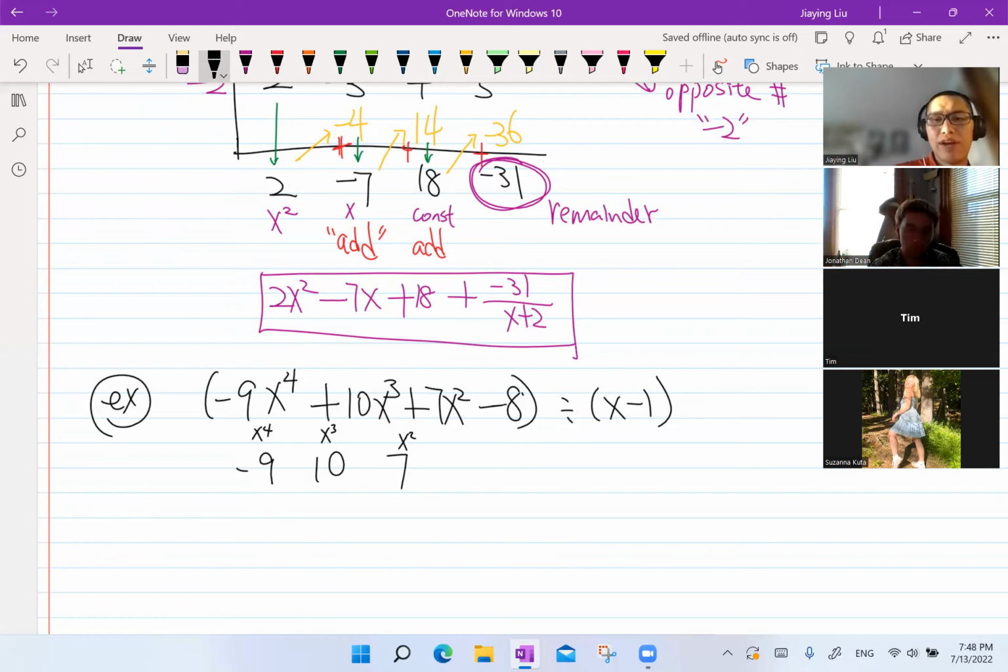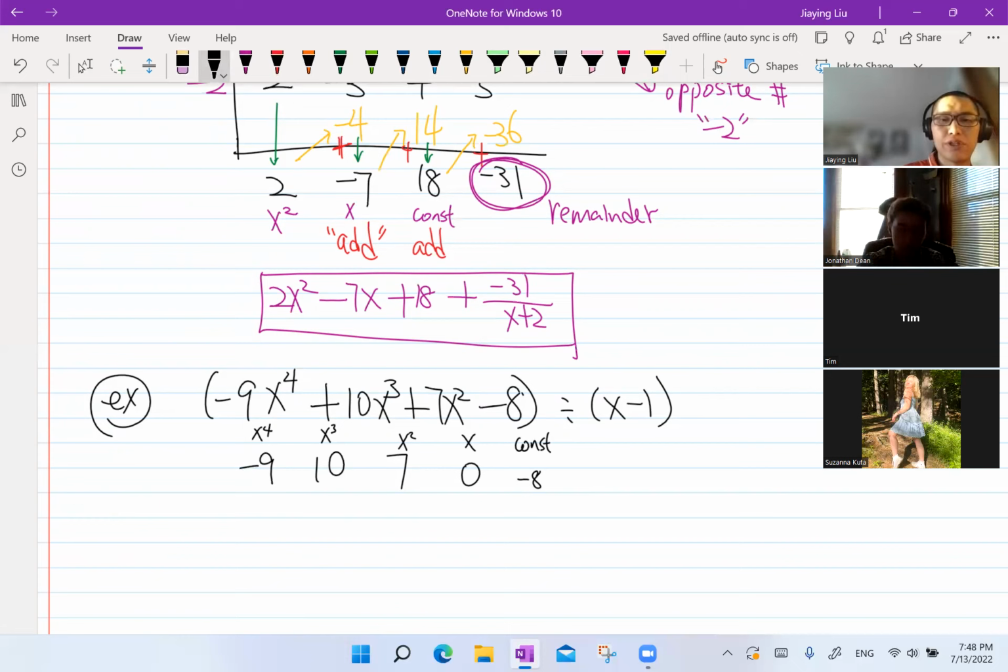But it looks like we don't have an x term. So we're going to put an x there, but put a 0 below. So we have to fill in all the terms that are missing. And then we have a constant term, which is -8. As you can see, I put a 0 below the x term. So these are my coefficients.